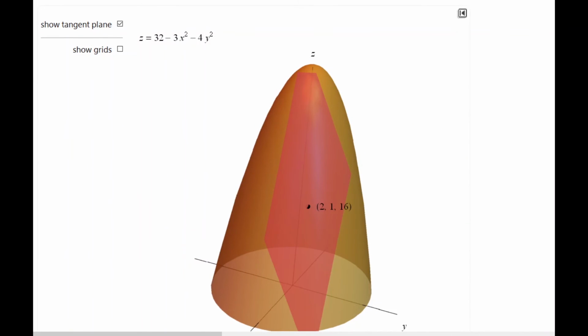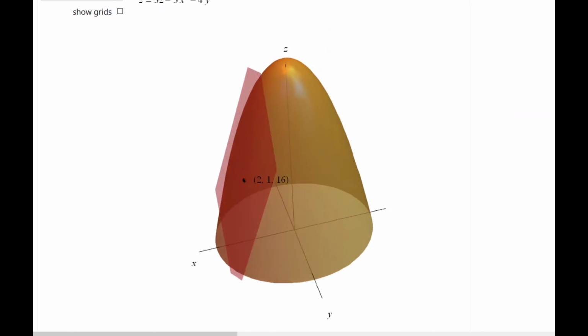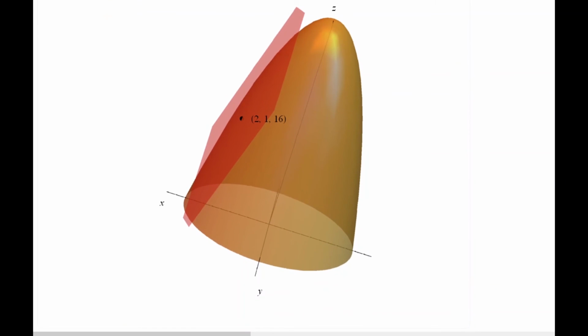So what you see here in orange is the graph of the function that we looked at when we computed the tangent plane of an explicitly defined function. So here you have the graph 32 minus 3x squared minus 4y squared, and we computed the tangent plane, and it is right here at the point (2, 1, 16). So that equation for the tangent plane is the equation of that plane there.